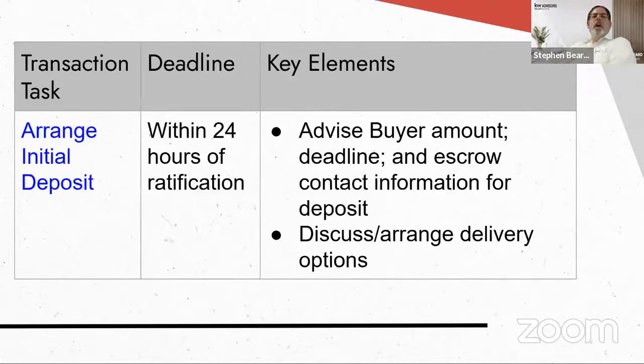Your second task, arrange the initial deposit, ideally within 1 day of ratification. If you write an offer, does anyone know what the standard number of days is for an initial deposit in the contract? 3 days, that's right. But it's 3 business days. That's the exception to the counting days rule. So if we ratify at 11:59 p.m. on a Friday night of a long weekend, what is day 1 for the deposit? Tuesday, which means the deposit isn't due until Thursday.